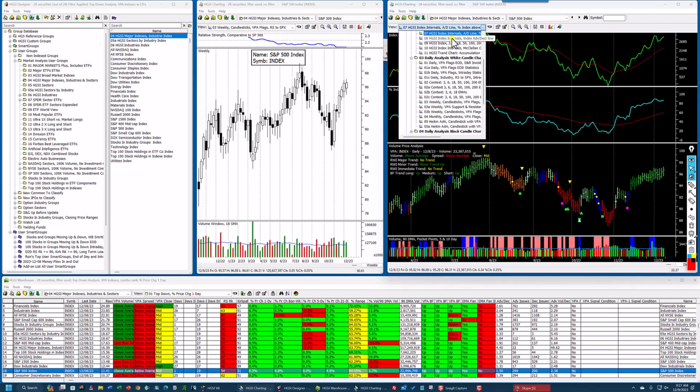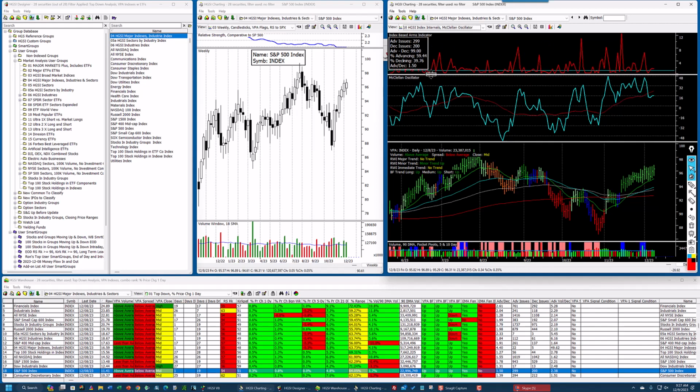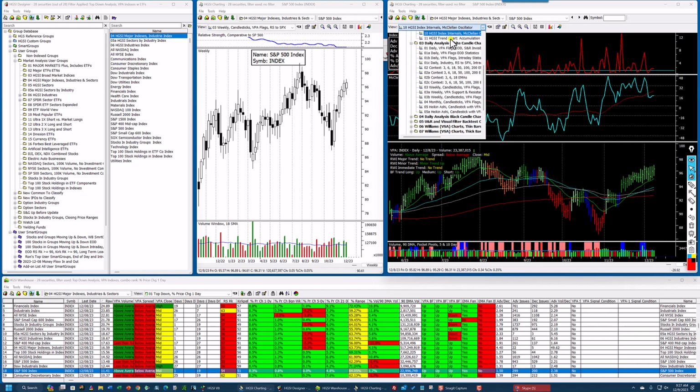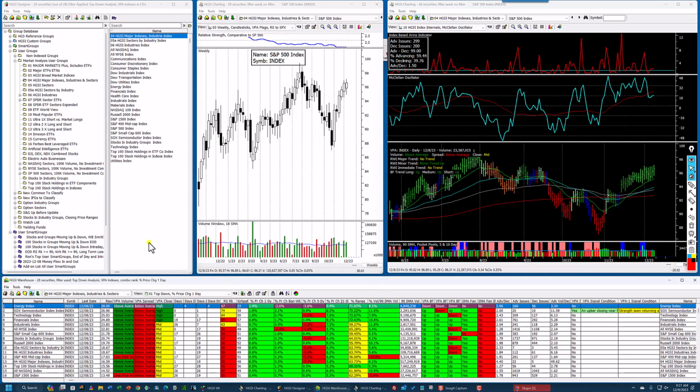Let's see what else I want to show you. Here's the McClellan oscillator here. You can see it's pretty similar to what I showed you before. This shows you the advancing issues versus declining issues on the S&P 500 yesterday. And I think that's about all I want to show you with these charts. But I just don't see a lot of deterioration yet.